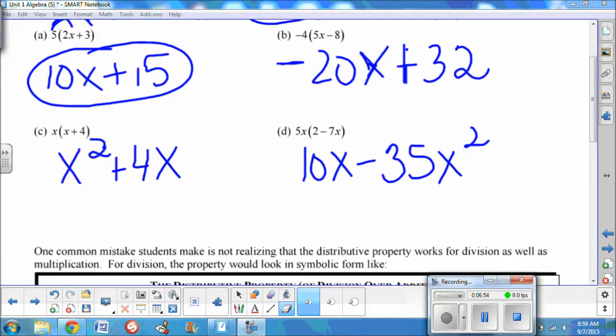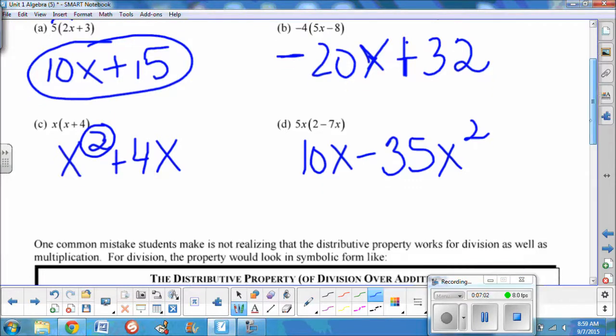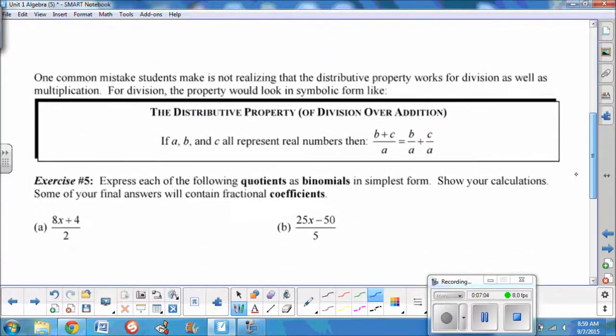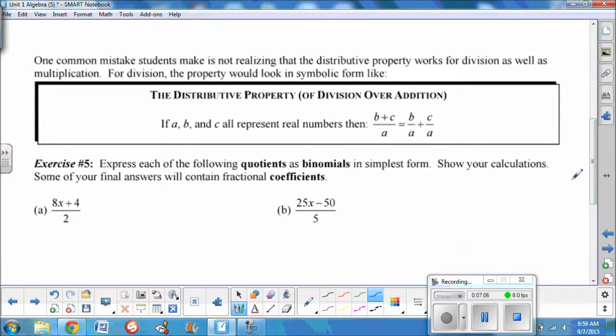Okay, I hope you checked your work on B, C, and D. The only thing you have to be careful of, in letter C, is that when you multiply x times x, you get x squared. It's the only thing that's new there. One common mistake students make is not realizing that the distributive property works for division as well as multiplication. So what does that look like? If I had b plus c all divided by a, that's equal to b divided by a plus c divided by a.